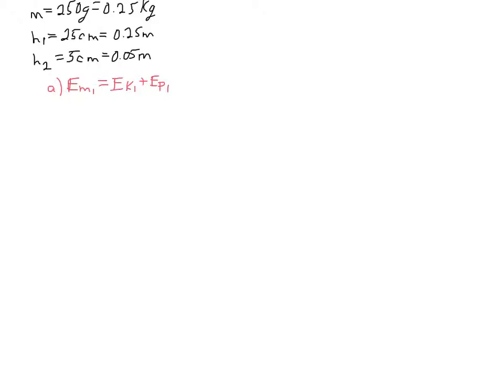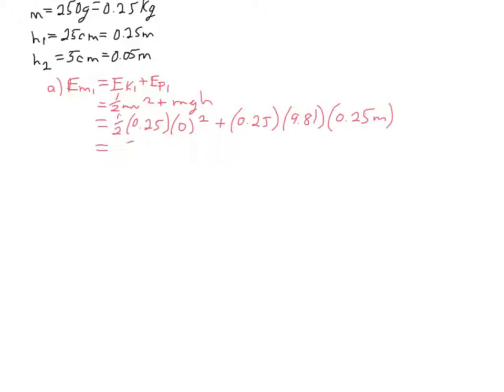So our mechanical energy at the highest point is going to be equal to the kinetic plus the potential at that highest point, and I've called the highest point 1. We know that our kinetic is going to be half mv squared, and our potential is going to be mgh, so we can put in our numbers here. We can put in a velocity of 0 because at that one point, the velocity will be 0. When we do our math here, we get 0 plus 0.613125, which gives us a final answer of 0.613 joules for our mechanical energy at our highest point.